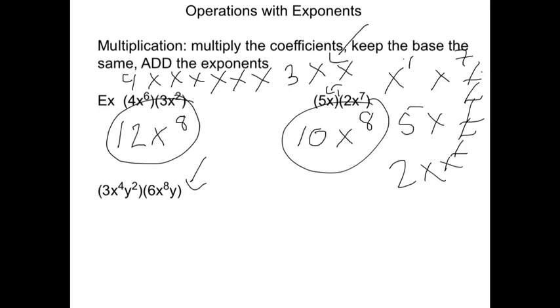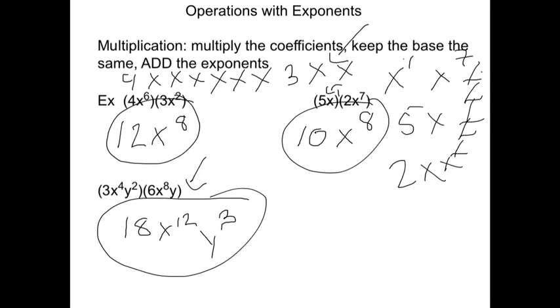It gets a little trickier when you have 2 variables, but only slightly because the rules still apply. You're going to multiply the coefficients, so 3 times 6 is 18, and you're going to take one variable at a time. So you're going to do x to the 4th and x to the 8th. You keep the base the same, you add the exponents. You do y squared times y, which is the same as y to the 1st. So y squared times y to the 1st is y to the 3rd, and that's your final answer.